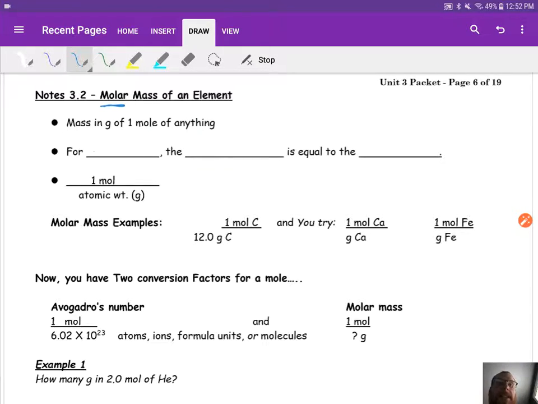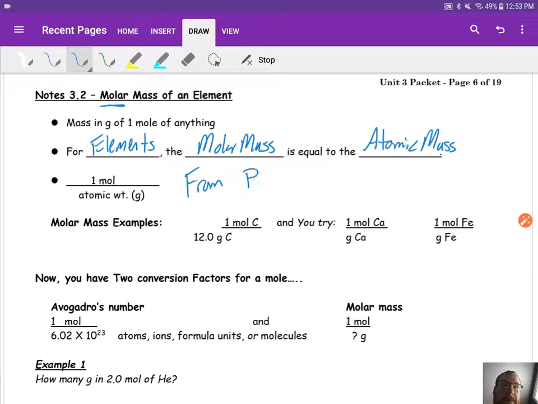So for elements, it's really easy. For elements, the molar mass is equal to the atomic mass. Some of you have said the unit is grams per mole, and that's what we're going to be talking about here. We get this from the periodic table, exactly as you see it.